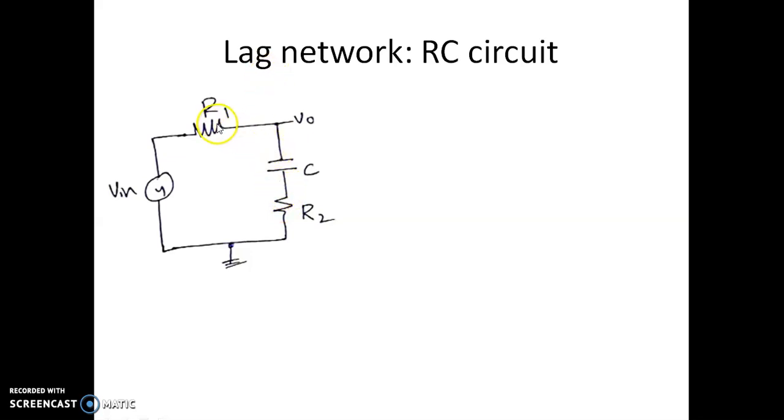If you consider only R1 and C, this is a low pass filter having a pole at 1 over 2 pi R1 into C, and there was no zero located. The zero is actually located at infinity. If you put a resistor R2 in series with this capacitor, the zero which is at infinity will come to a finite value. So let us see the transfer function of this.